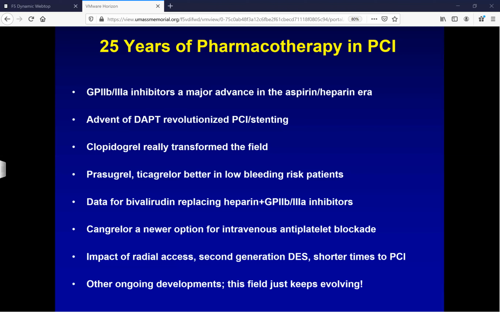Any other questions? What about the first years? You have seen some MIs, right? Ask questions about antiplatelets because not everything is available in the slides.